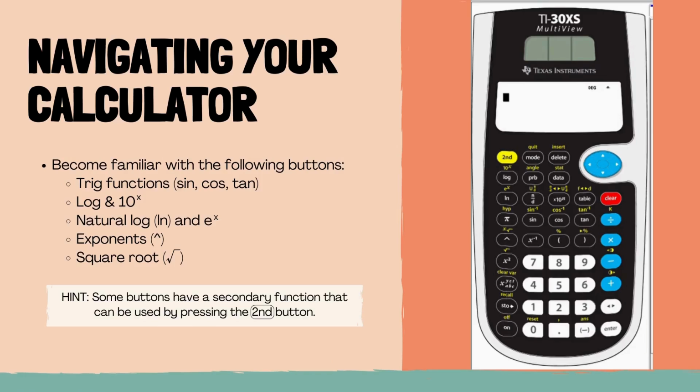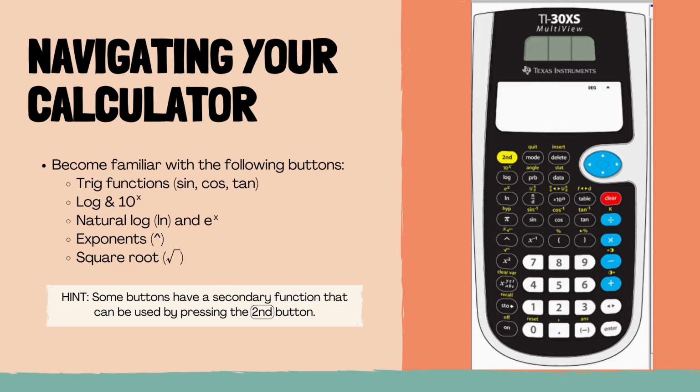Before we can begin solving equations, we first want to locate common buttons on our calculator. If you're taking pre-cal or calculus, the trig functions are going to come in really handy to you. And those are located on the fourth row of your calculator. We have them all within the same row: sine, cosine, and tangent.